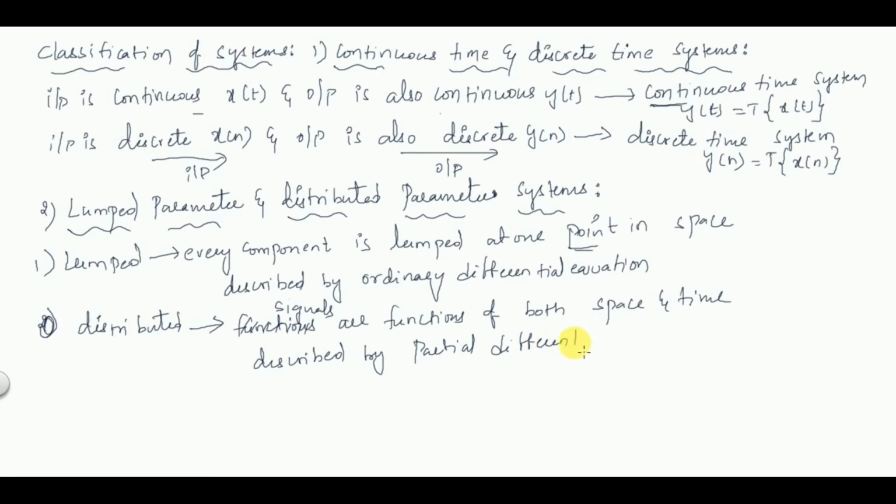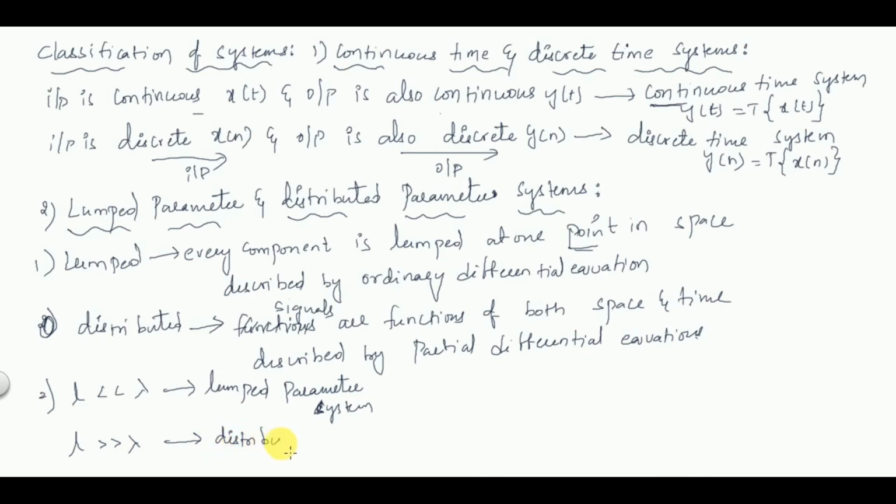Okay, so if length is very much less than lambda, then that type of system is called a lumped parameter system. This is the second difference. If L is very much greater than lambda, that is length is more than lambda, then that type of system is called a distributed parameter system.